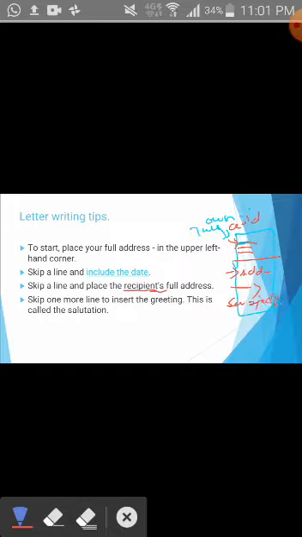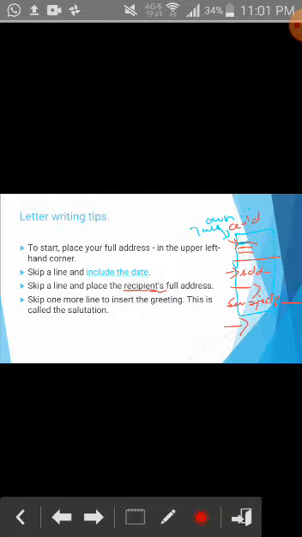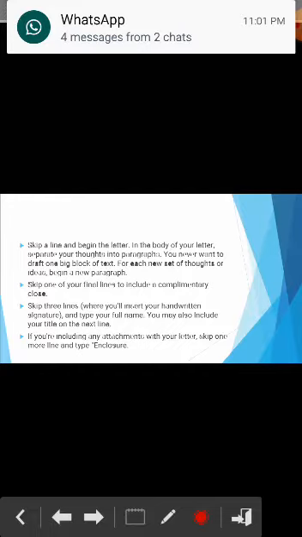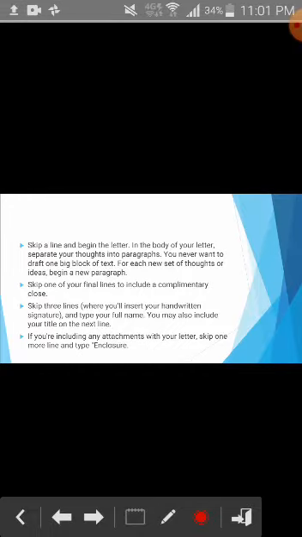The subject will be very precise, and it should be in words rather than in lines, right? And then after the subject you will write the greetings, or whom you are addressing, right? These are a few tips. Then, after writing the greetings, you will skip a line and begin the letter.